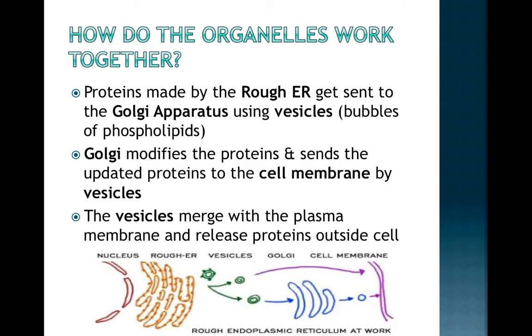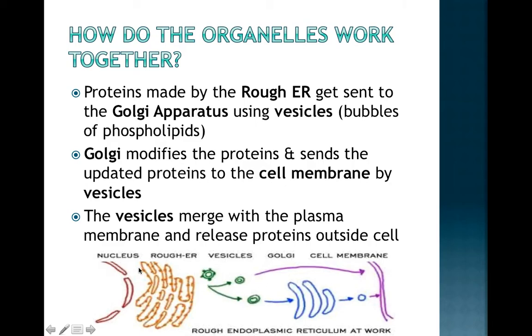Proteins are made by the rough ER. So if we have a protein getting made by the rough ER, it's going to get sent to the Golgi using vesicles, bubbles of phospholipids, again, just bubbles of membranes. The Golgi then modifies the proteins and sends the updated proteins to the cell membrane by using vesicles, again, right here. So we have rough ER stuff packaged into vesicles, Golgi, and then out.